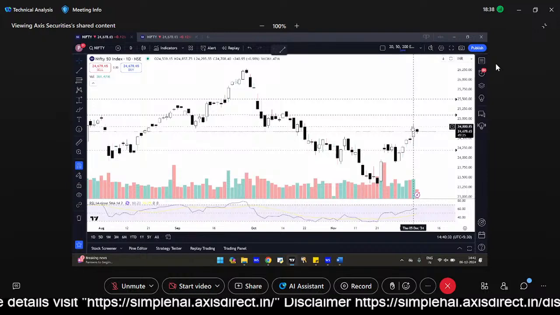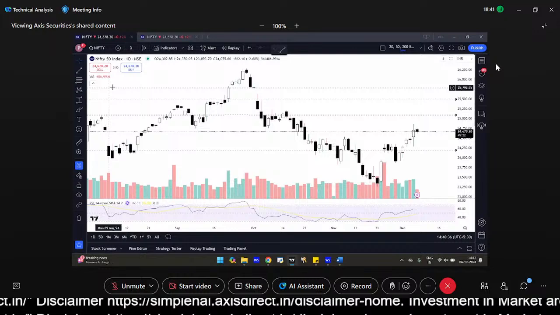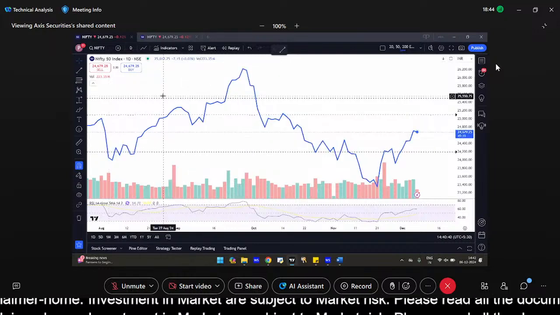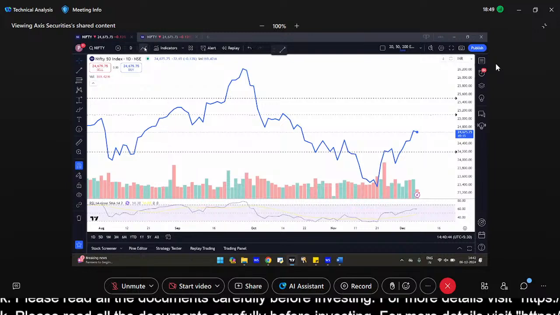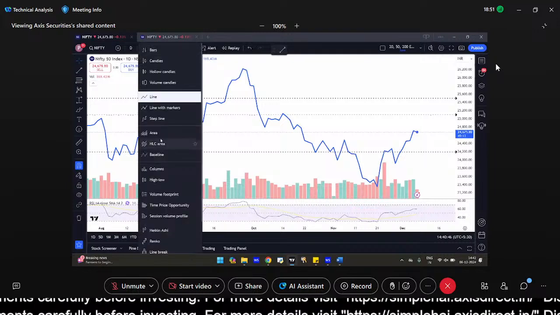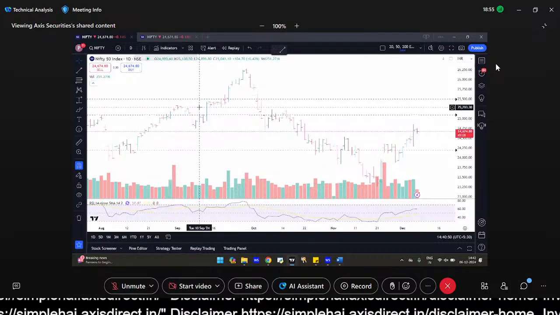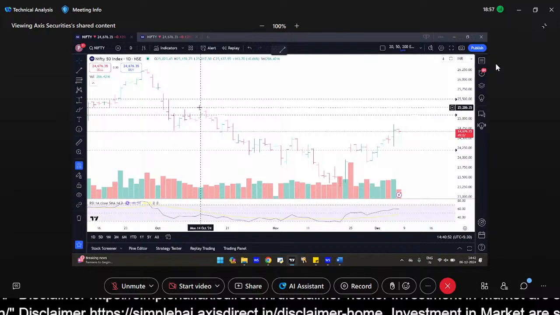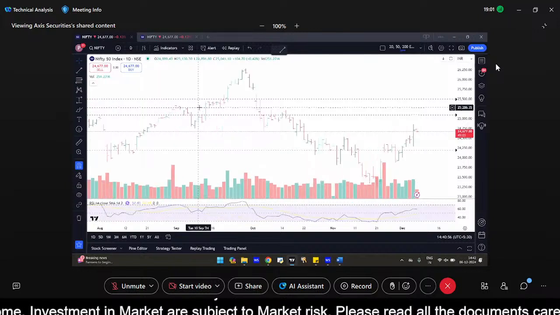Then there are line charts. The name itself is explanatory. A line chart is formed by just joining the closing prices of every day, so a straight graphical line. Then you have bar charts. Bar charts are similar to candlestick charts, just that they are straight lines and candlesticks have bodies. Price points are open, high, low, close for both of them.